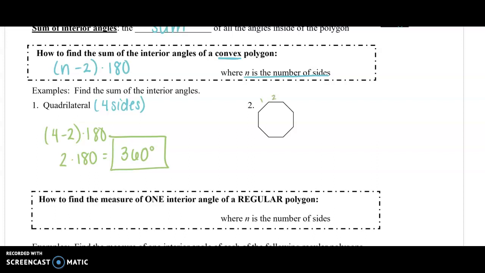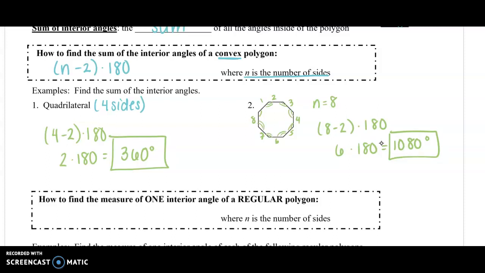Number 2, we have 1, 2, 3, 4, 5, 6, 7, 8 sides. So then n is going to be equal to 8 here. So I'm going to do 8 minus 2 times 180. So that's 6 times 180. And 6 times 180 gives us 1080. So 1080 degrees. And let me just kind of check that quickly in my head. 600. Yep, that looks right. Okay. So that's how you can figure out the sum of all the angles. So all of those interior angles would add up to 1080 degrees.